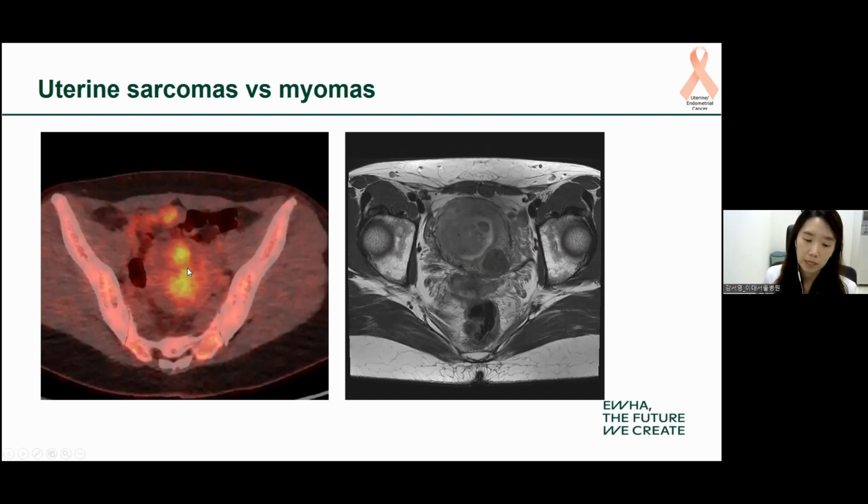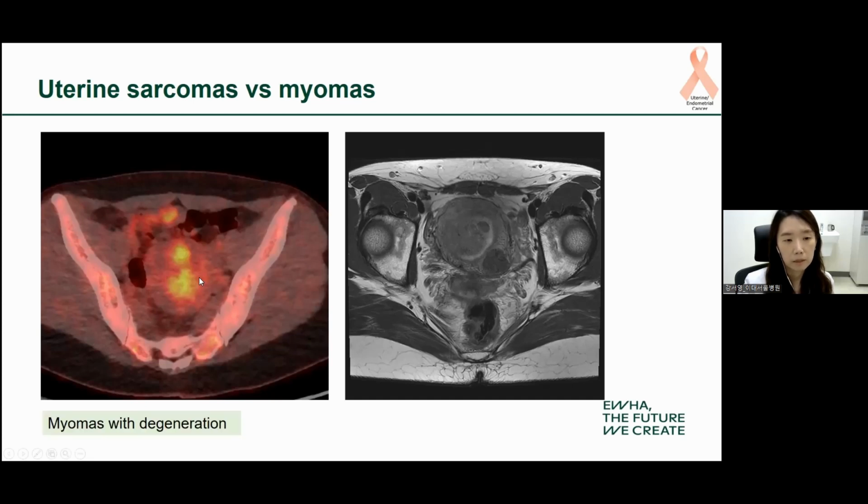leiomyoma with degeneration. As you know, if the leiomyomas are degenerated, there are several inflammatory changes in the myomas. So we can see high metabolic activity in the myomas. And the pathologic finding of this patient was, yes, leiomyoma with degeneration.